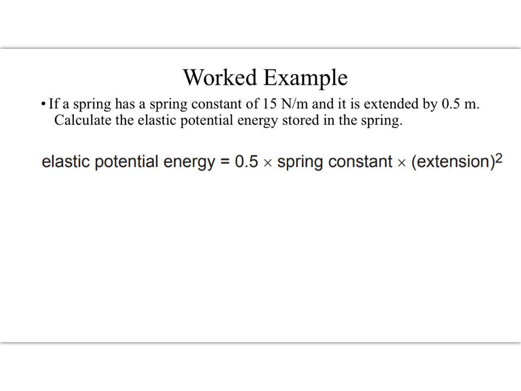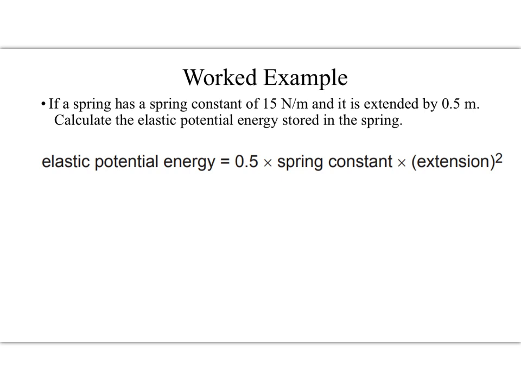Okay, so we're going to look at a worked example now, and the worked example says if a spring has a spring constant of 15 newtons per metre, and is extended by 0.5 metres, it wants to calculate the elastic potential energy stored in the spring. So to do this, again, you want to work through this in your books, and you want to make a note of it as we go along.